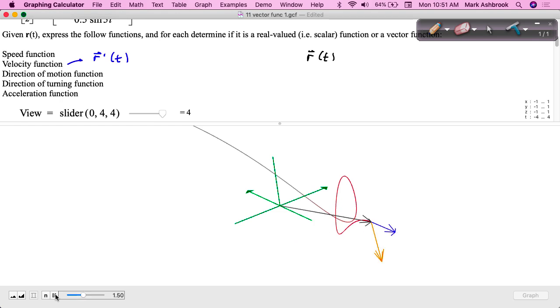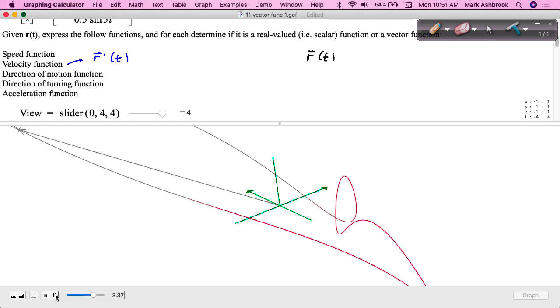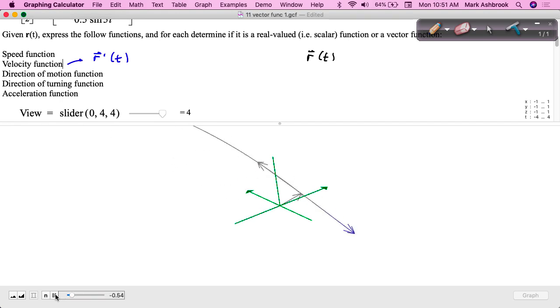What's the direction of the acceleration? Is it in the direction of the curve? Is it in the direction of t? You know, t is the direction of r prime, right? That's the unit vector in the direction of r prime. Is it the direction of t? No. Is it the direction of n, the direction of turning, right? Which way it's turning? Is it the direction of n?